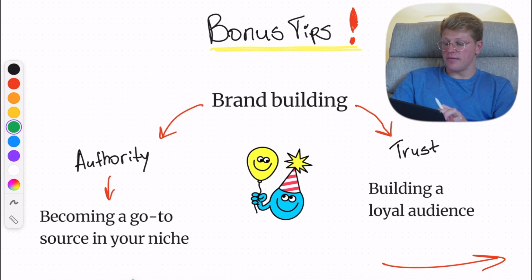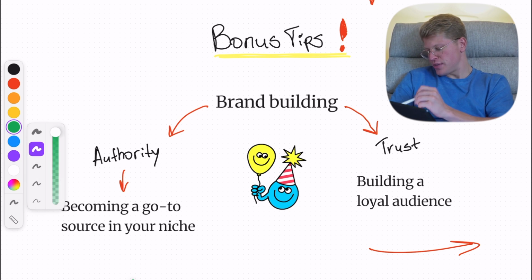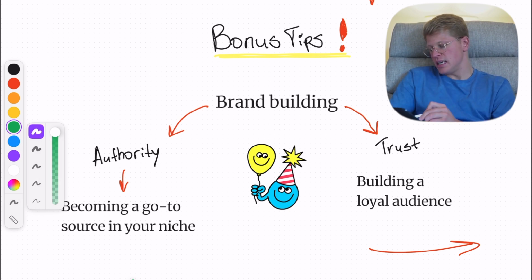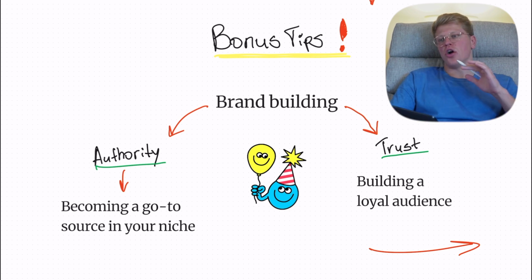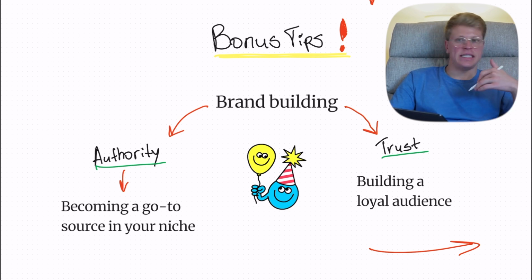Next, we got some bonus tips for you, right? So the bonus tip is authority and trust, right? So this is super important when it comes to a content business model. One of the most overlooked things is authority and trust. Okay, so if you think tech on YouTube, you think MKBHD. If you think entertainment, you think Mr. Beast. If you think, I can't come up with any examples right now, right? But you get the point.